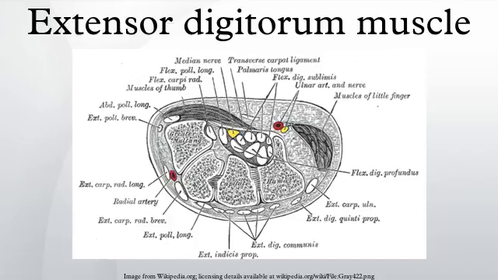Function: the extensor digitorum communis extends the phalanges, then the wrist, and finally the elbow. It acts principally on the proximal phalanges, the middle and terminal phalanges being extended mainly by the interossei and lumbricales. It tends to separate the fingers as it extends them.